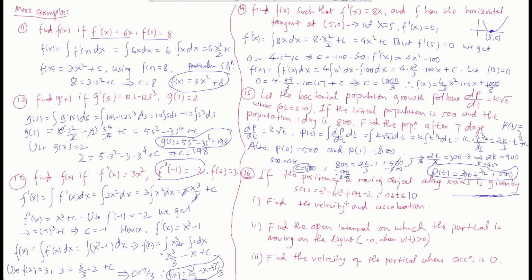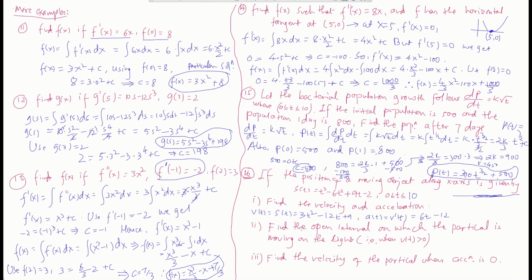Do you know how do I find the velocity? Yes, you're right. That's the first derivative. And acceleration is the second derivative. So what is the velocity? So v(t) equals s prime of t, right? That will be 3t squared minus 12t plus 9. That is v(t). And acceleration is basically v prime of t, the derivative of this one, right? What do you get? a(t) equals 6t minus 12. That's what you get.